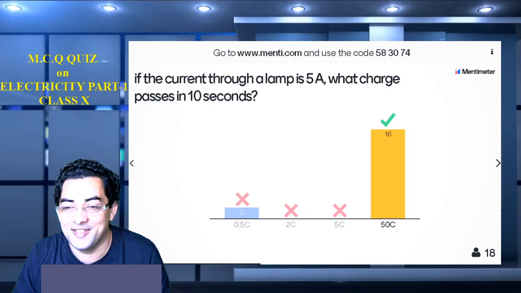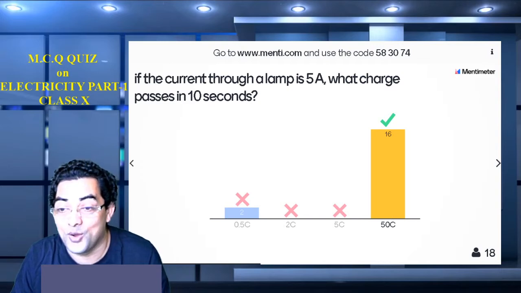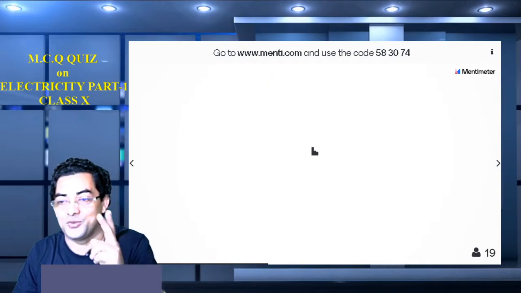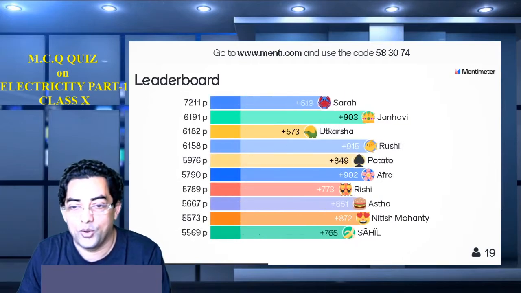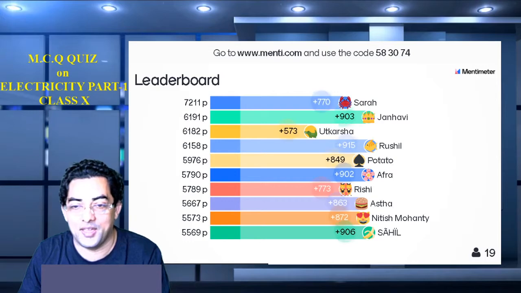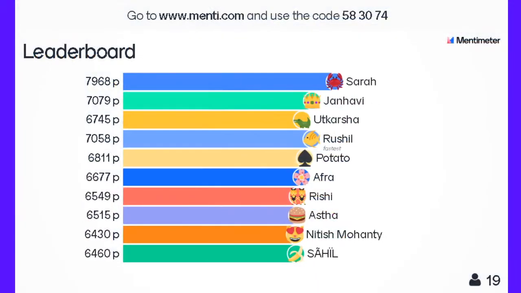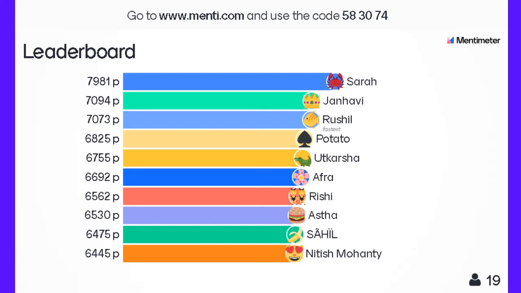Let us see the scores on the leaderboard. Who is on top? Only 2 got it wrong, so it doesn't look like there will be many changes. Okay. Come on. Lot of changes. At the lower level, the top is the same. Fastest finger, Rushil. Congratulations. Sarah's on top. Sarah the crab, followed by Janvi the crown, and third position is Rushil the fish.